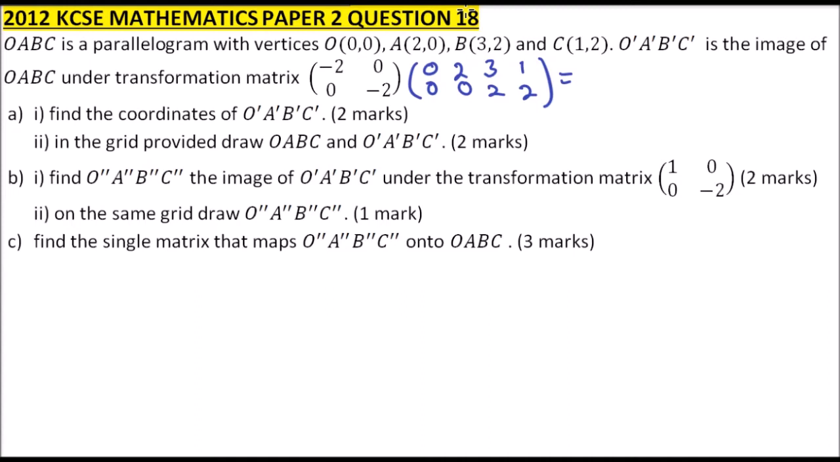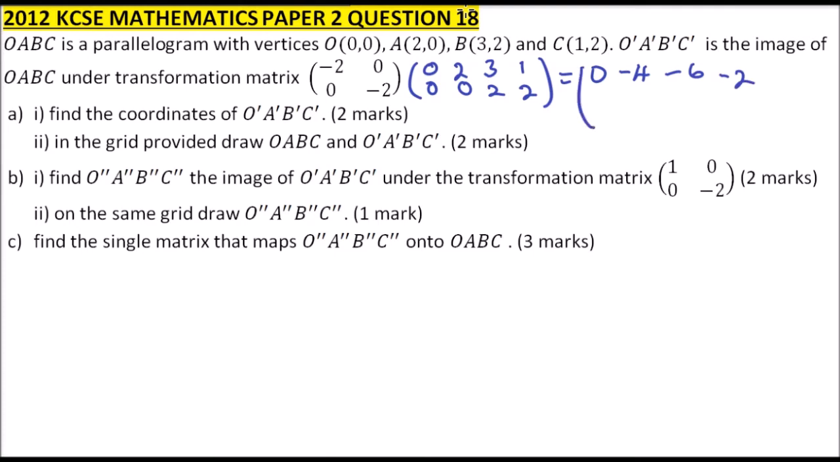So minus 2 times 0, that will give you 0. The other one is minus 2 times 2, that is minus 4. 0 times 0, that is 0. So you end up with minus 4. Then we have minus 2 times 3, that is minus 6. 0 times 2, that is 0. So we end up with minus 6. Then we have minus 2 times 1, that is minus 2. 0 times 2, you get 0. You add, you get minus 2.